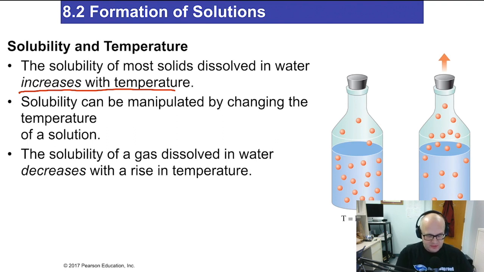Now, gases are the opposite. The solubility of gases in water decreases with temperature. So if you increase the temperature of water, it'll dissolve less gas, which is kind of neat. That goes the opposite of solids.